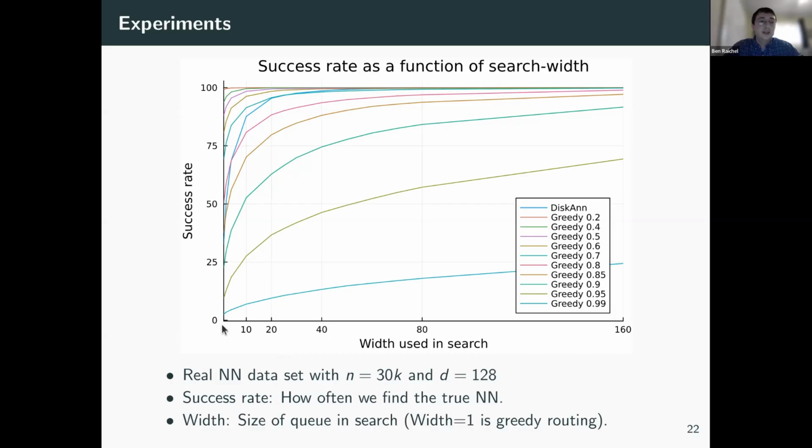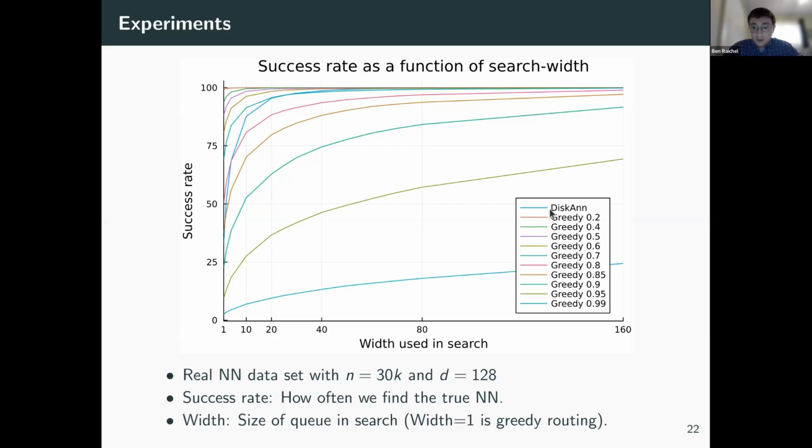And you can see even in the greedy regime, these are different values of our greedy algorithm for different values of epsilon. You can see that when epsilon is small, we are getting the nearest neighbor almost all of the time. This is a real data set, and we are getting the true nearest neighbor almost all of the time.